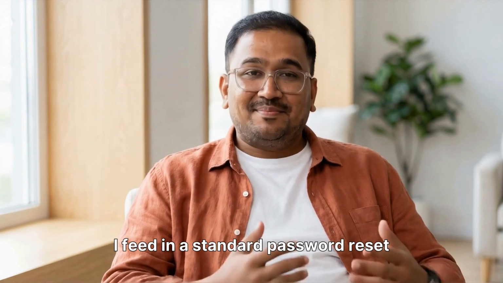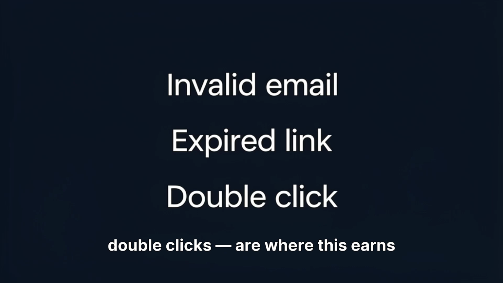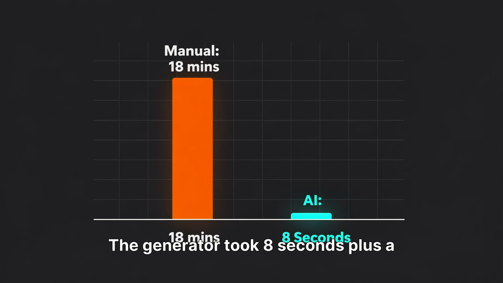I feed in a standard password reset user story. The happy path is easy, but the edge cases, like expired links or double clicks, are where this earns its place. In our comparison, manual authoring took 18 minutes. The generator took 8 seconds plus a 4-minute human review.